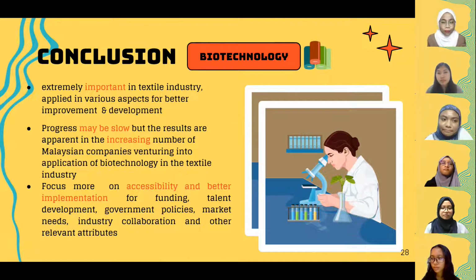In order for biotechnology to be sustainable in Malaysia, it should not just be government or researcher centric. We need a strong model which is based on multiple attributes. Hence, we need to focus more on accessibility for funding, talent development, government policies, market needs, industry collaboration, and other relevant attributes. These areas have been the focus, but more should be done to strengthen them through better implementation.